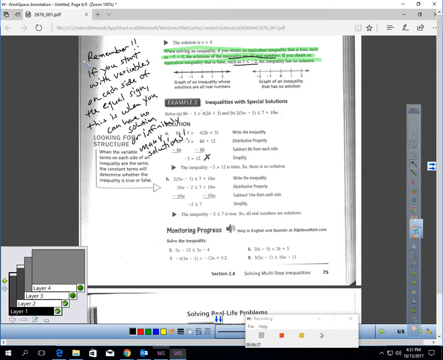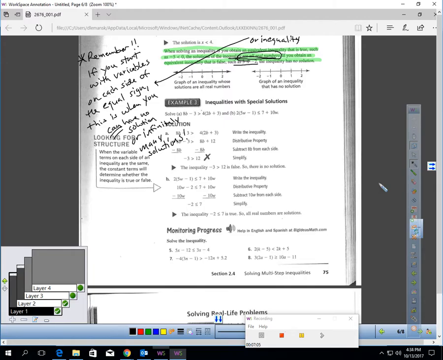Remember, this is important, I would get this in your notes. If you start with variables on each side of the equal sign, or inequality, this is when you can have no solutions or infinitely many solutions, which in this case would be all real numbers. In other words, anything would work.